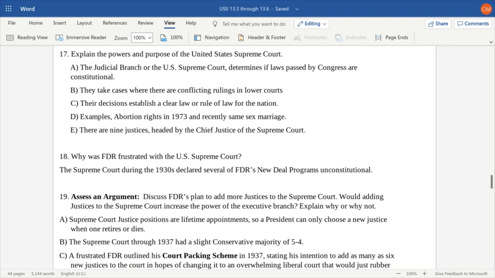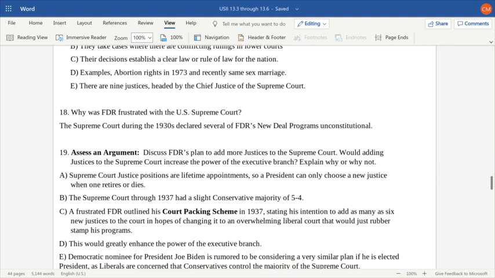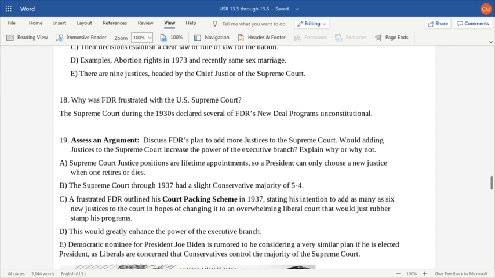The Supreme Court under Roosevelt was very frustrating for him. During the 1930s, the Supreme Court declared several of FDR's New Deal programs unconstitutional, and he was really becoming frustrated because the Supreme Court was slightly conservative leaning, and as a result of the 5-4 conservative breakdown, a lot of his programs were being found to be unconstitutional.